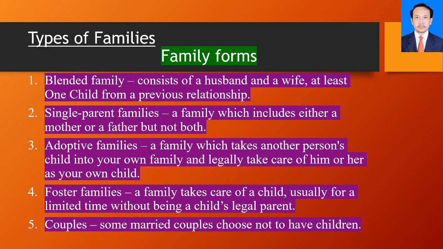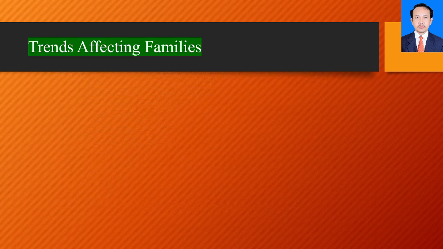And the last one is called couple. This is a married couple who choose not to have children. Remember, these are the family forms. There are five. Move on to the next one.